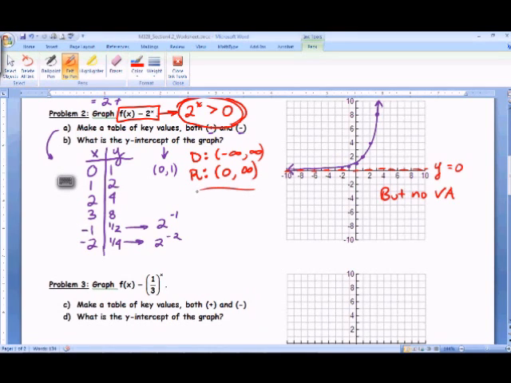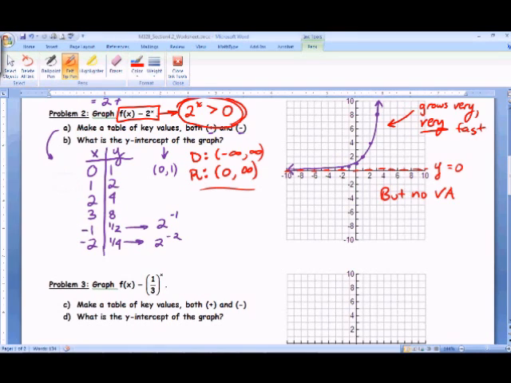Okay, so there's some details about this function. Another thing you want to know about exponential functions is that they grow very, very quickly. This grows very, very fast.